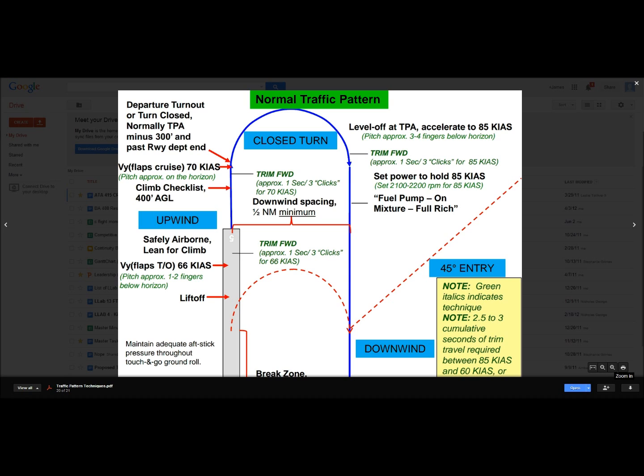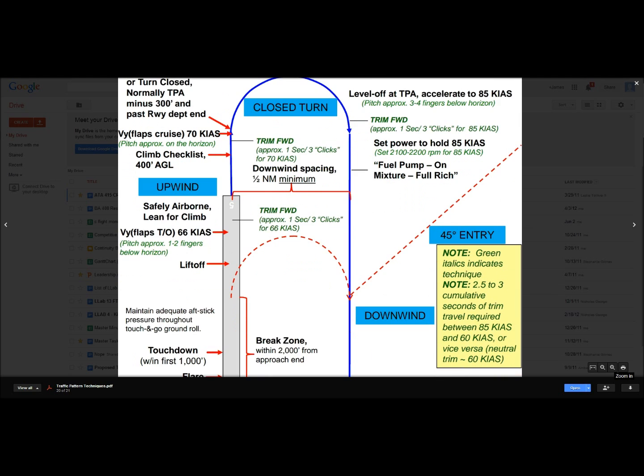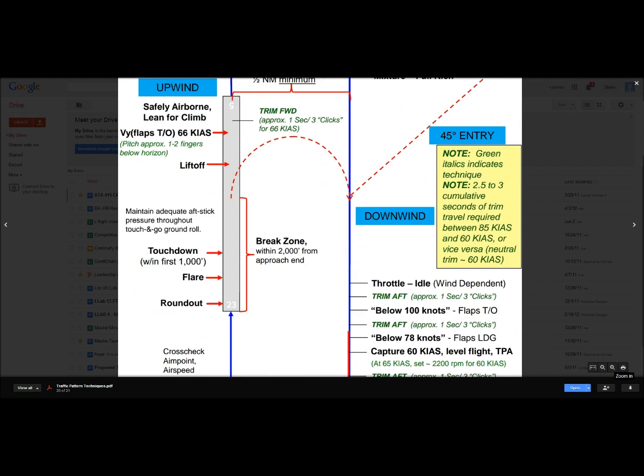Anyway, after you execute your close turn, you're going to be doing your downwind. Basically, you're going to be keeping your 80% thrust and continue on as you were.